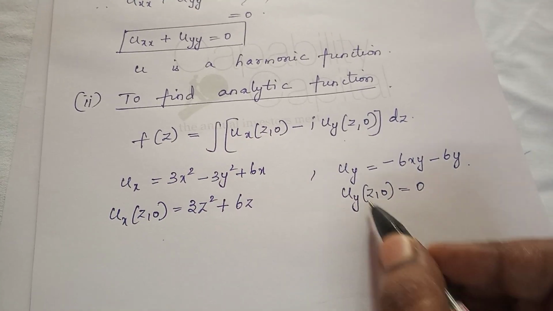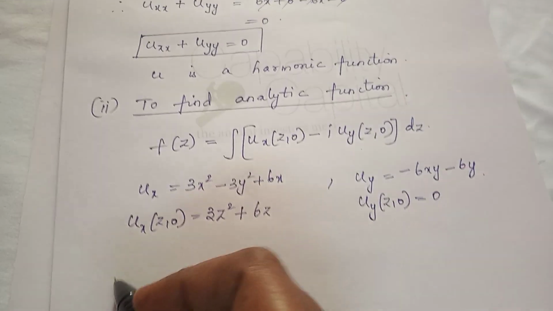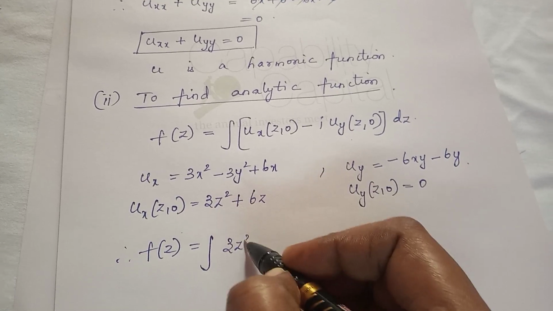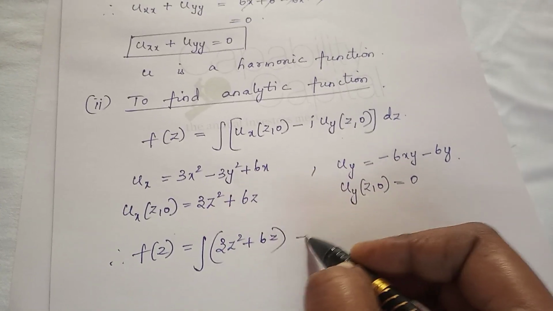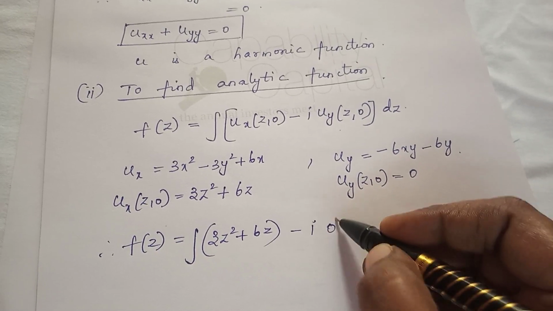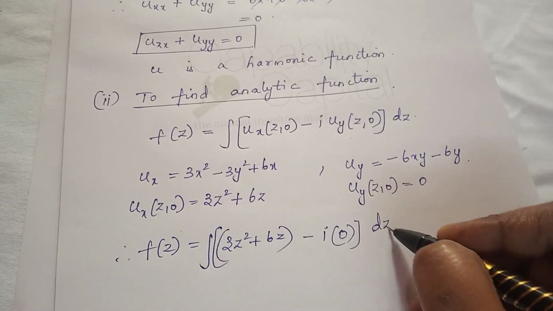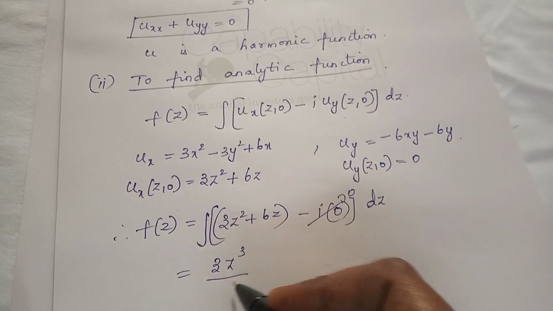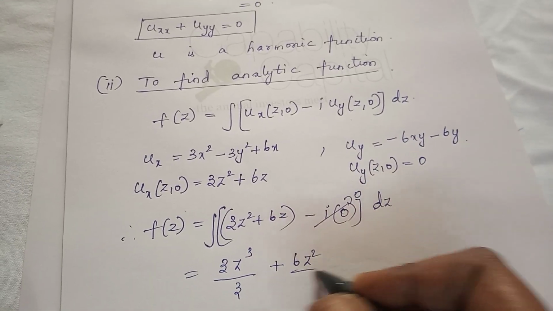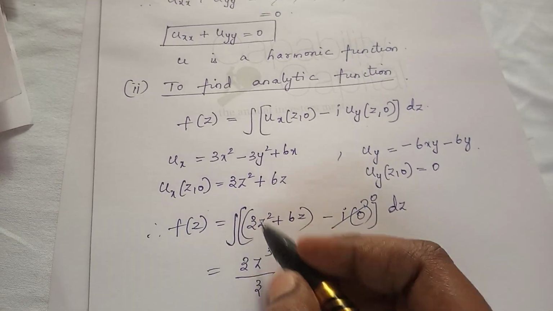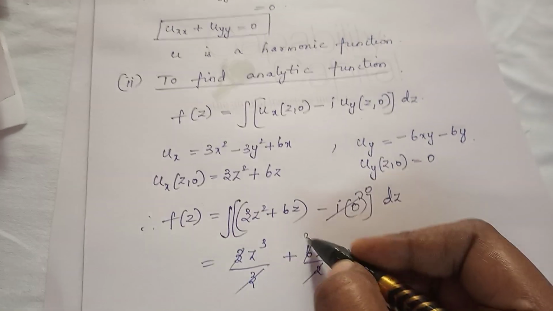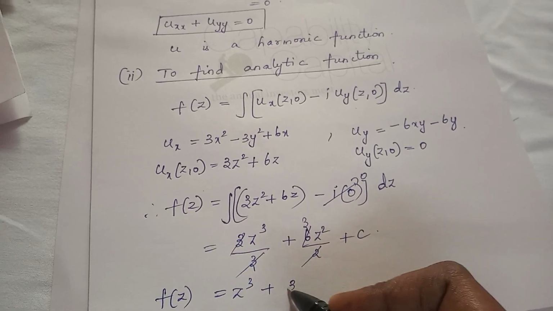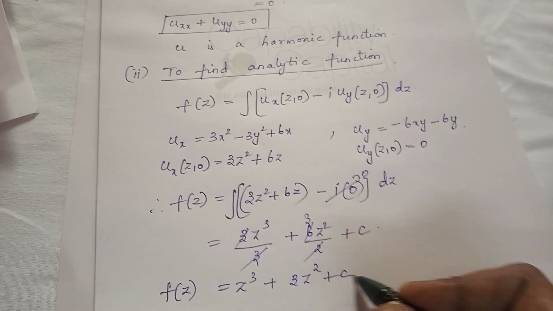Now let me substitute these two in the formula. So f(z) is equal to the integral of [u_x(z, 0) = 3z square plus 6z, minus i times u_y(z, 0) = 0] dz. This is totally going to be 0, and this alone will integrate: 3 constant, z cube by 3, plus 6 z square by 2, plus a constant c because of the indefinite integral, and these two get cancelled. So you have constructed the analytic function: z cube plus 3z square plus a constant c.